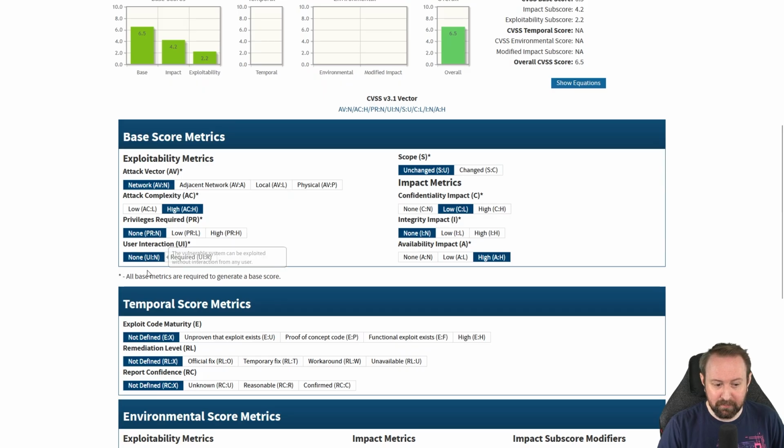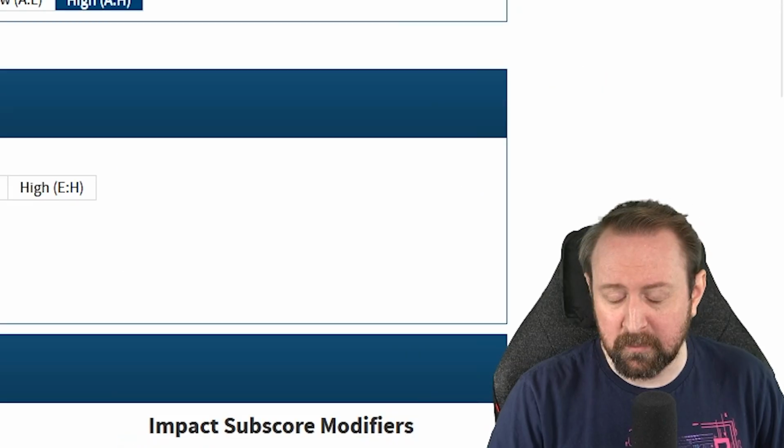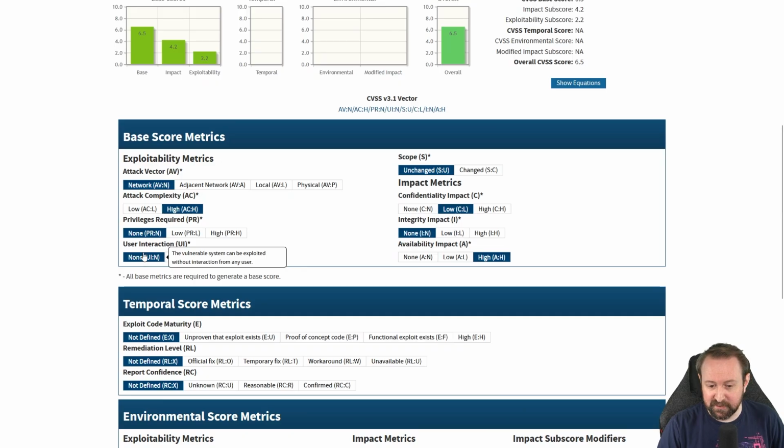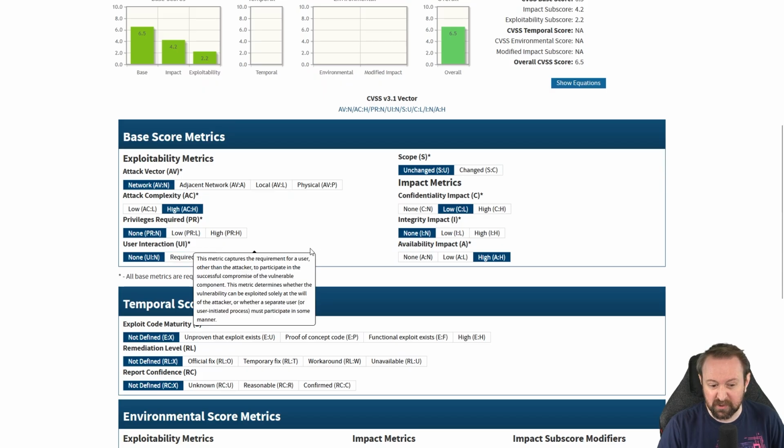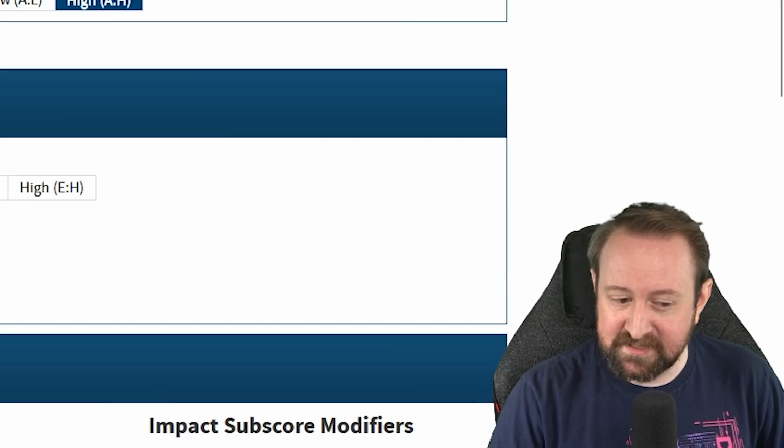So for example, with an SQL injection, an attacker doesn't need any user interaction, right? They are doing that SQL injection themselves. They're sending all the payloads to the server. That's just how SQL injection works. Cross-site scripting, that's where it gets a little tricky.